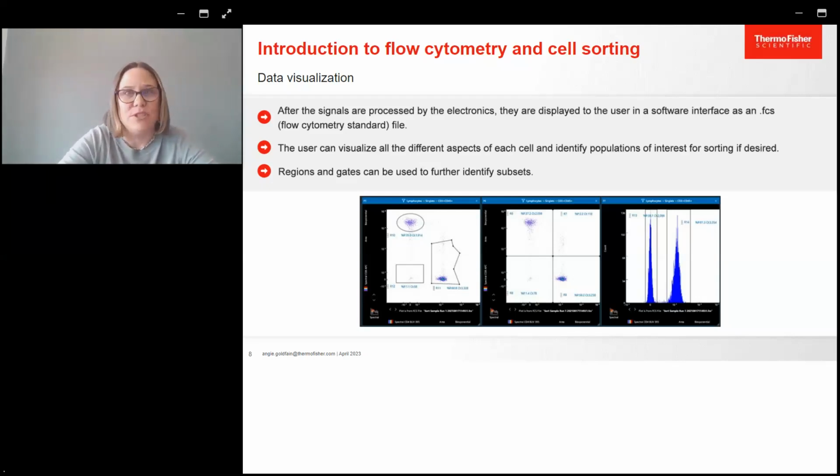Regions and gates are used, which you can see again in these diagrams, ellipses, polygons, bar regions, to identify the populations of interest and gather more information. I could spend multiple webinars just on the different aspects of data visualization, but that's not the purpose here. So suffice it to say, there's a lot to identifying which cell populations are desired for sorting, including running proper controls and compensating for overlapping spectra. Once you know what you want to sort, you can create regions and decide on the experimental needs for purity and recovery, among other things.